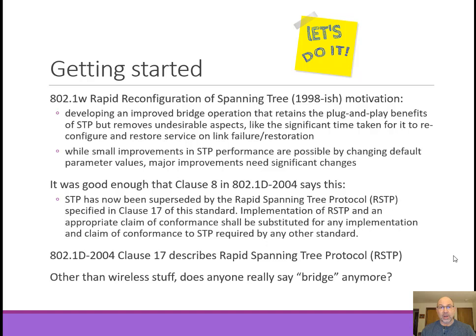Now, the changes that were seen in 802.1w were good enough that the updated version, 802.1d 2004, says this: STP has now been superseded by rapid spanning tree. So anything that you saw after that time that had anything to do with spanning tree is probably going to be rapid spanning tree, at least in terms of the standards. And then, of course, clause 17 in that same standard describes what rapid spanning tree is and how it works and all of that stuff. The other funny thing is that this is about the only place that you ever see the language of bridge used. Everybody else says switching.